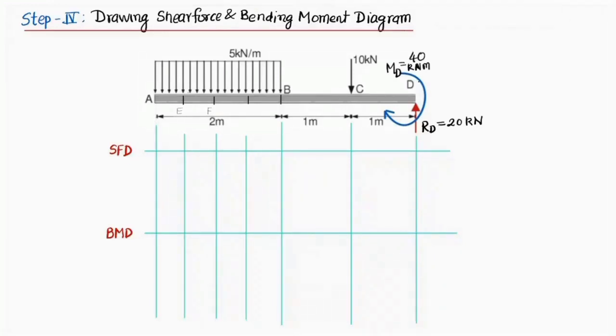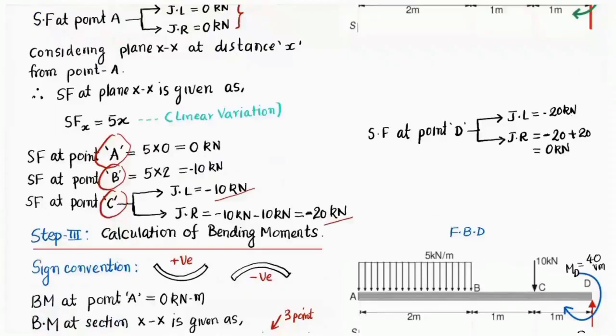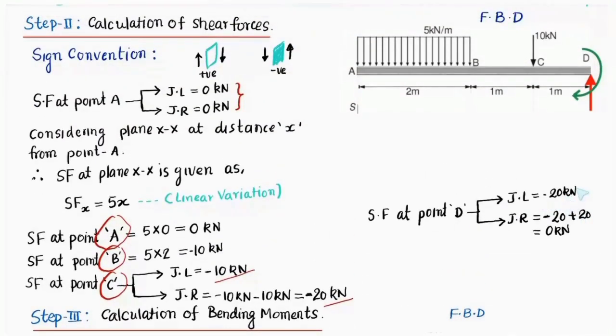So as you can see, we have got shear forces at point A. So we'll go back to our calculation and we'll see what values of shear forces we got. So this is basically the calculation of shear forces. We got shear force at point A as 0 kilonewton. At point B it is minus 10, and at point C we have minus 10 and minus 20. Okay, so A, B, C we have got, friends. Then we also got the shear force at point D, that is minus 20 and then 0.